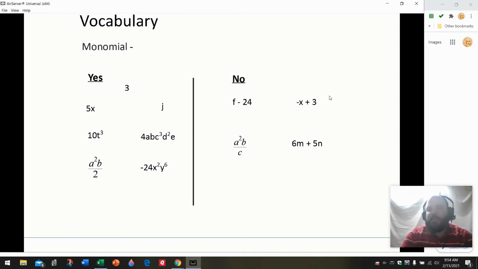On the right, you can see there are examples of no. We have f minus 24, because the f and the 24 are separated by a subtraction sign. That actually constitutes two separate terms, so that would be called a binomial, but that is not a monomial. Neither is negative x plus 3, because there again, it's separated by a plus. So that is a binomial. Same thing with this one. If there's a plus or minus in between them, it is not going to be a monomial. Also, if you are dividing by a variable, it is not going to be a monomial.